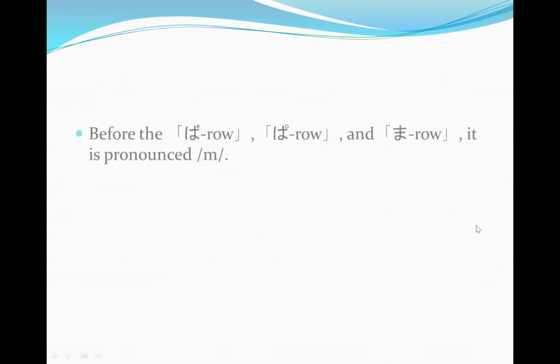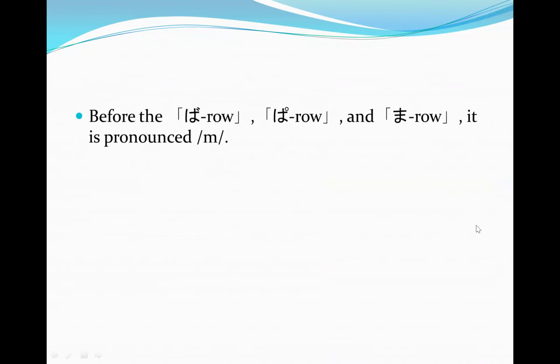Now, for the next pronunciation of "n", we have "m". If the "n" appears before the ba, pa, and ma rows, it is pronounced as "m". Again, say it with me. Mm. All right. It's like how you say mm.